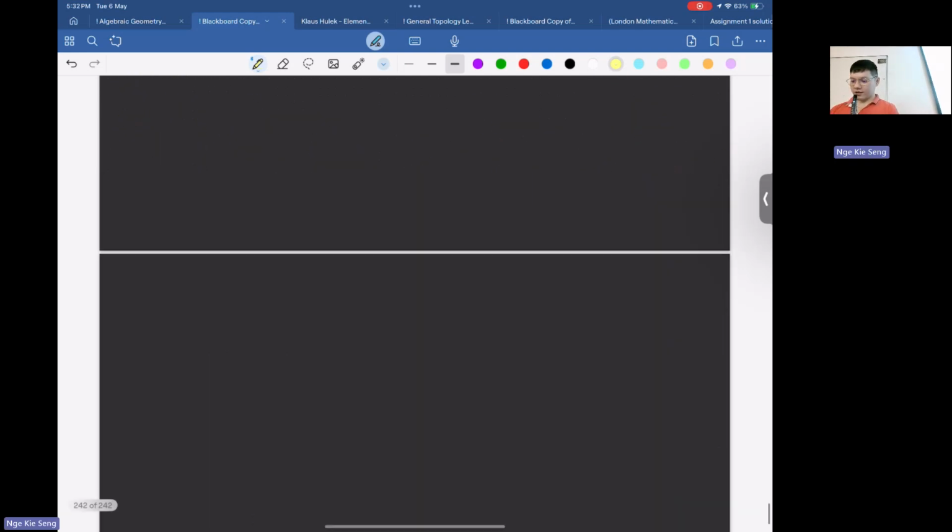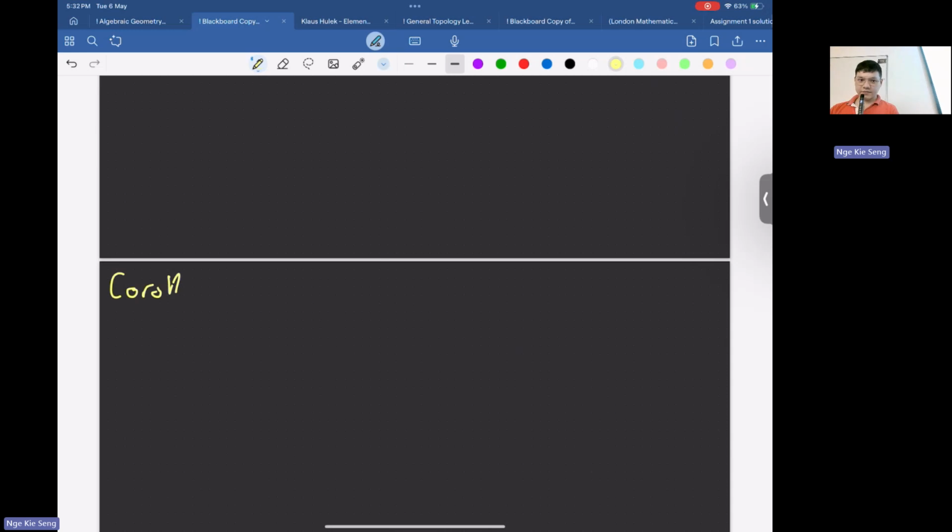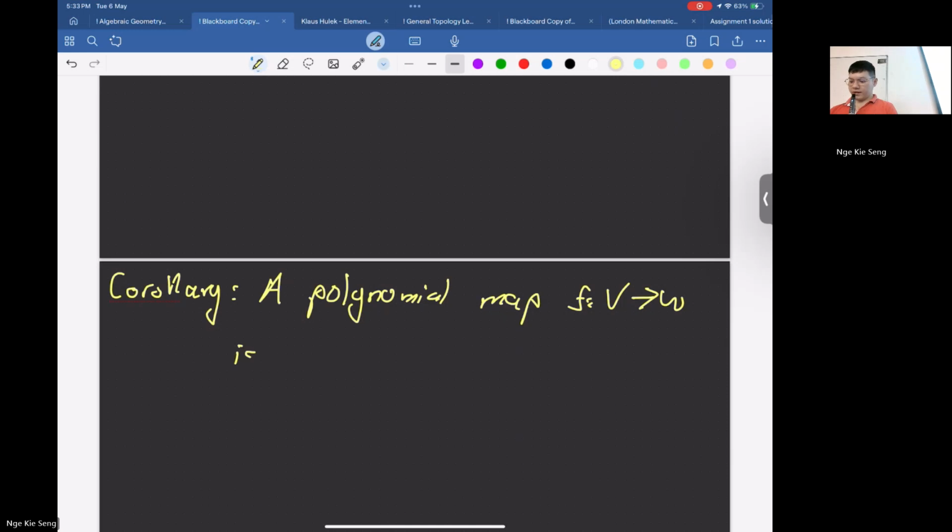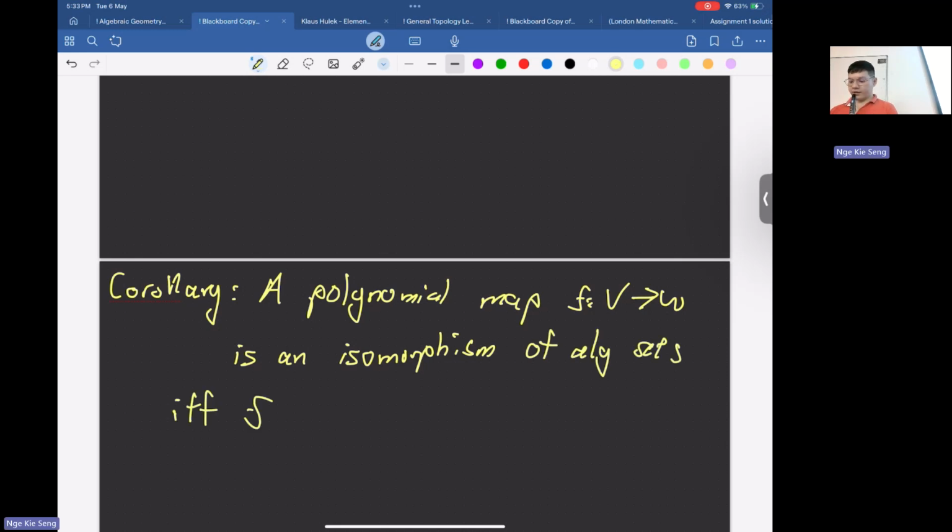Okay, so I give you a last statement here. Corollary: a polynomial map f from V to W is an isomorphism of algebraic sets if and only if the pullback is also an isomorphism.